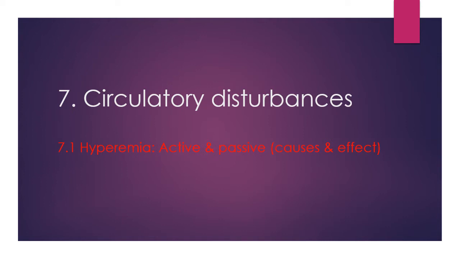Today we are going to start the 7th chapter of General Pathology, Circulatory Disturbances. In today's lecture we are going to finish hyperemia and its types, along with its causes and effects. Hyperemia has two types, active hyperemia and passive hyperemia.